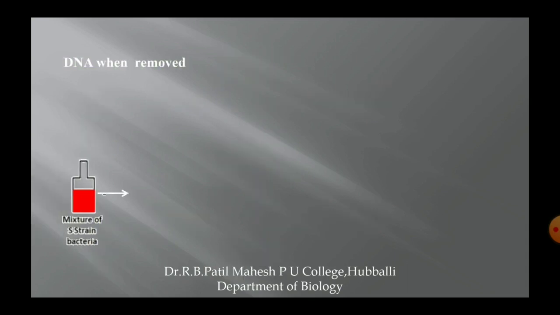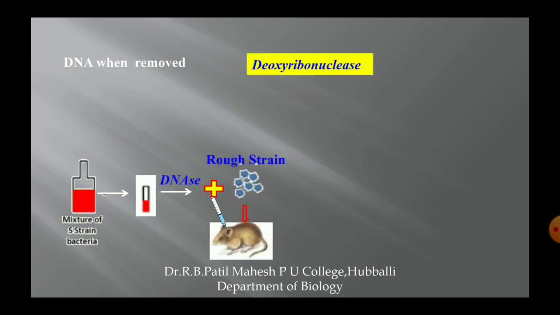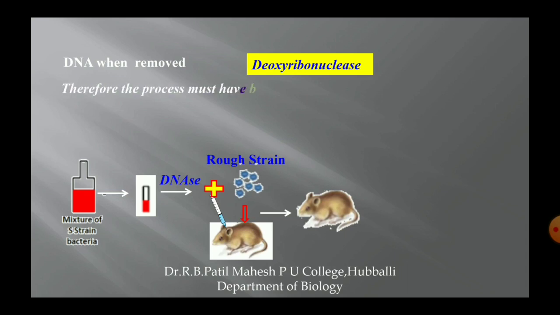When the extract is treated with the DNase enzyme, the DNase enzyme will digest the DNA, and that extract is injected into the mice. All the DNA, deoxyribonucleic acid, is digested with the help of DNase enzyme. When such an extract is injected into the mice, the mice survived. Therefore, the process must have been brought about by DNA. The transformation is brought about by DNA.